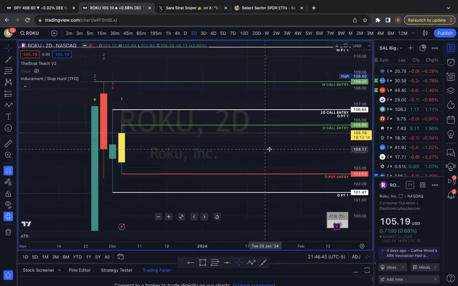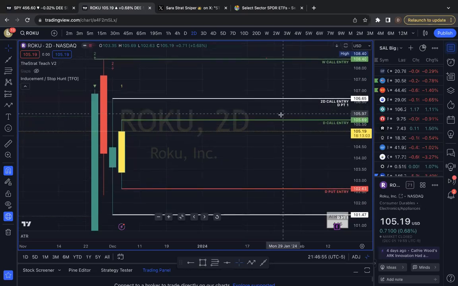So, for example, right here we got this Roku chart. And the first price target is 106.65. So would you take like a 106 target or like a 107? I would choose 107. 106.